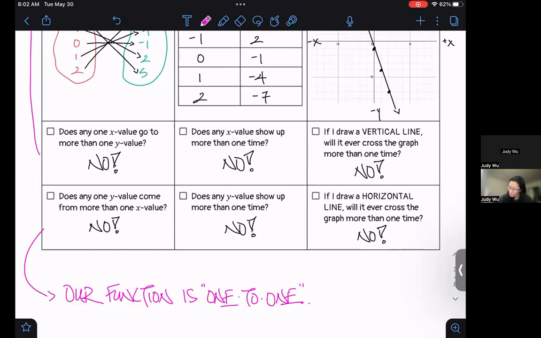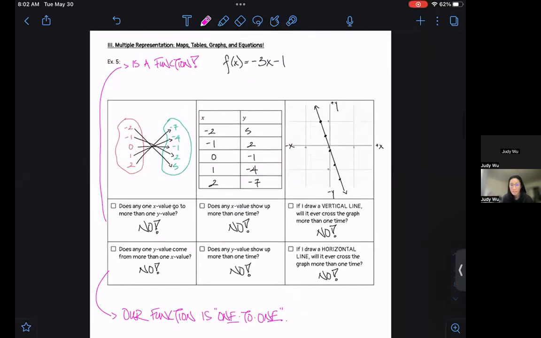All right, let me get this all on one screen real quick for us so we can see what we've done. Our multiple representations here, right? We've seen that we can draw the pictures, we can fill in a table, we can draw a mapping diagram, and we can analyze these to determine whether something's a function or not, and whether our function is one-to-one.